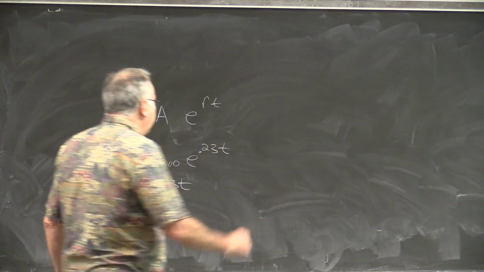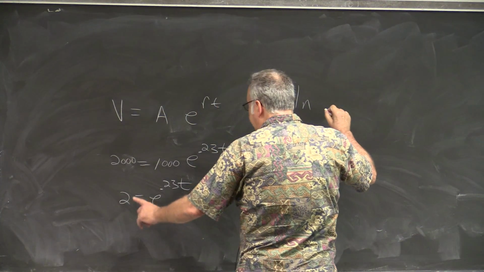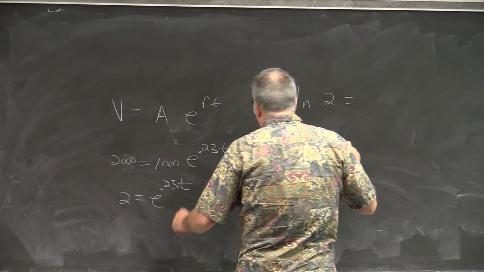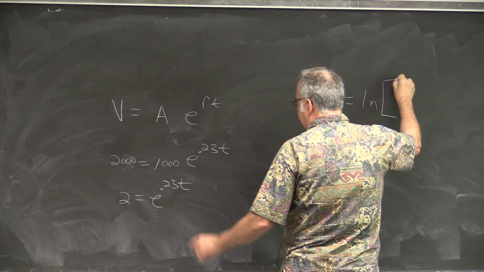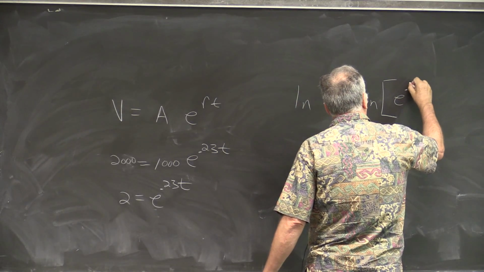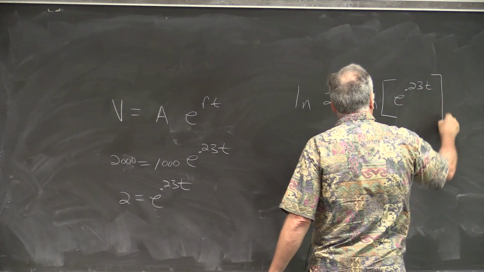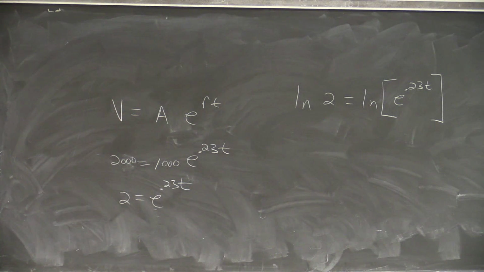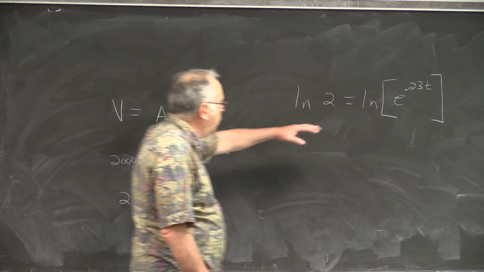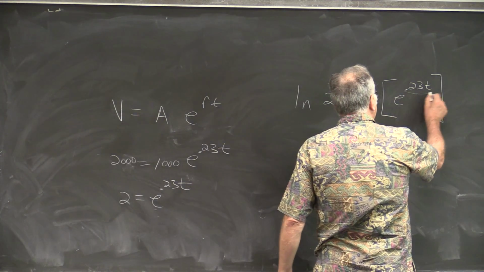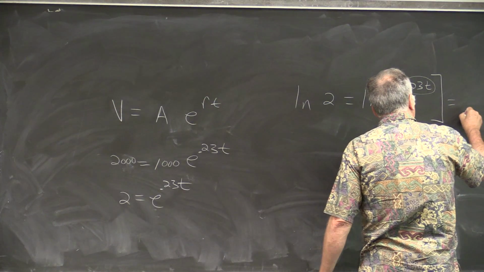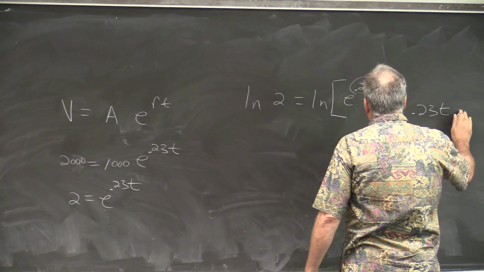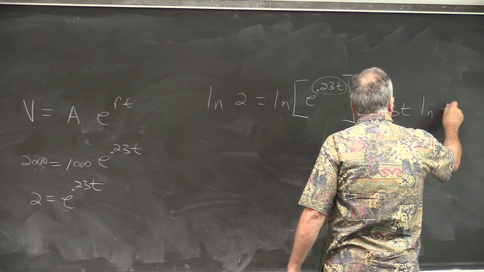If you take the natural log of the left-hand side, you get the natural log of 2 equals the natural log of e to the 0.23t. This is something we're going to talk about soon. What can you do with this right-hand side? This is one of the rules of logarithms: you can bring the 0.23t down and multiply it times the log of e.